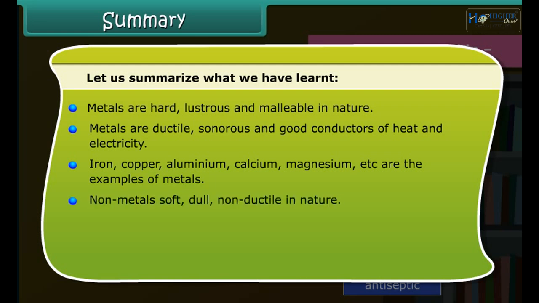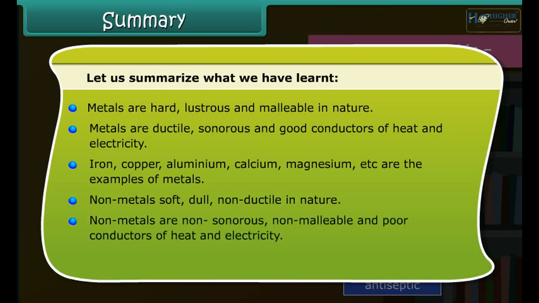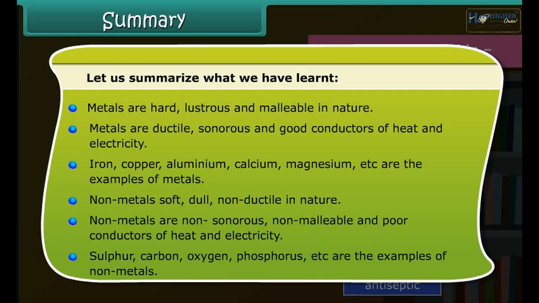Non-metals are soft, dull, and non-ductile in nature. Non-metals are non-sonorous, non-malleable, and poor conductors of heat and electricity. Sulfur, carbon, oxygen, phosphorus, etc. are the examples of non-metals.